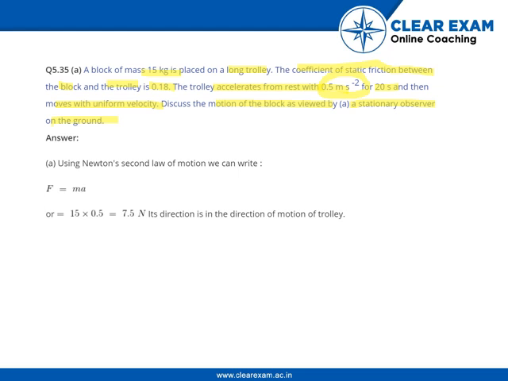Using Newton's second law of motion, we can write force is equal to mass into acceleration. Putting the mass and acceleration, we get the force as 7.5 newtons, and its direction is in the direction of motion of the trolley. The frictional force, f, is equal to mu into m into g. As we know, the coefficient of friction is 0.18, the mass is 15 kg, and acceleration due to gravity is 10. Therefore, the frictional force is 27 newtons.